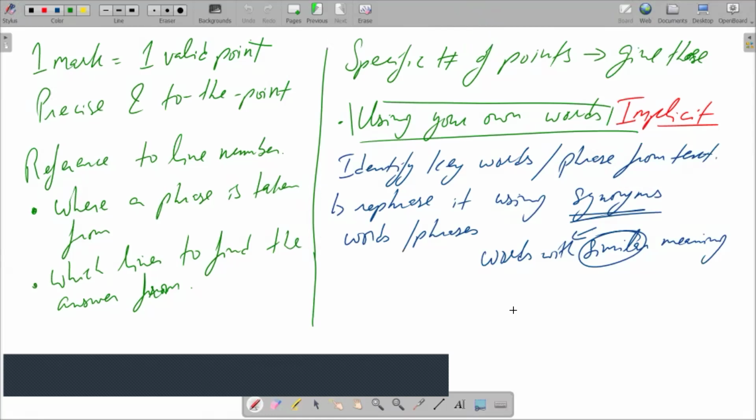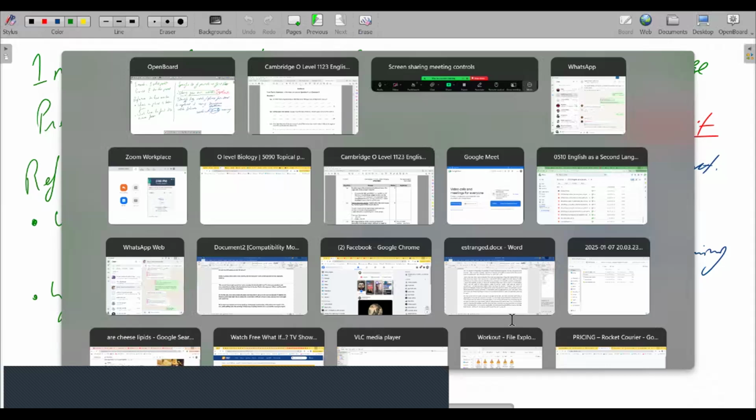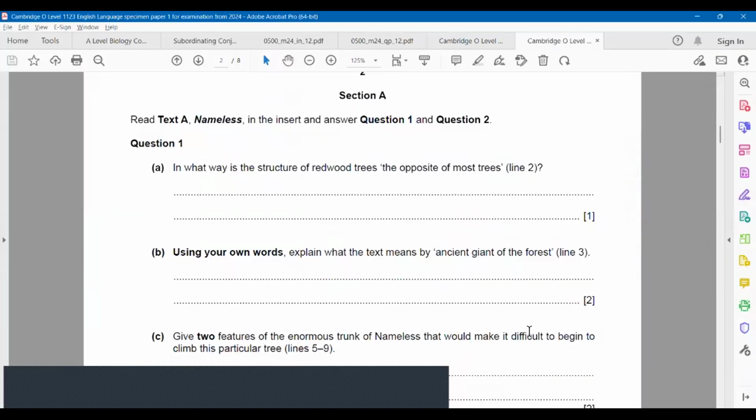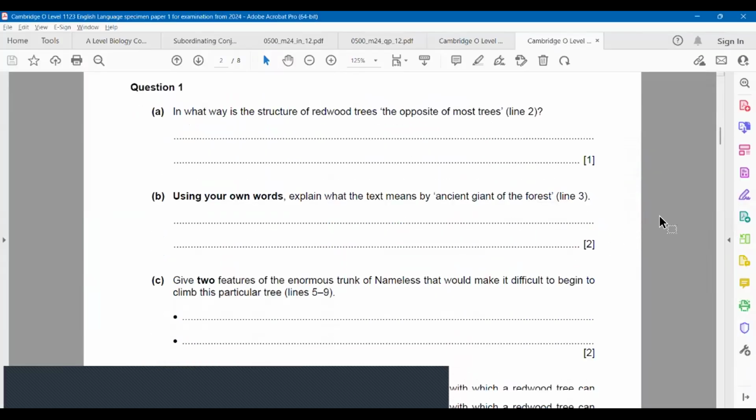And then, differentiating between explicit and implicit meaning questions. One of the questions that are obviously of implicit meaning are the ones that are asking you to use your own words, where you need to identify keywords or phrases from the text and then rephrase them and write them on your own. Okay, so let's take a look at the questions again. We did identify some of these.